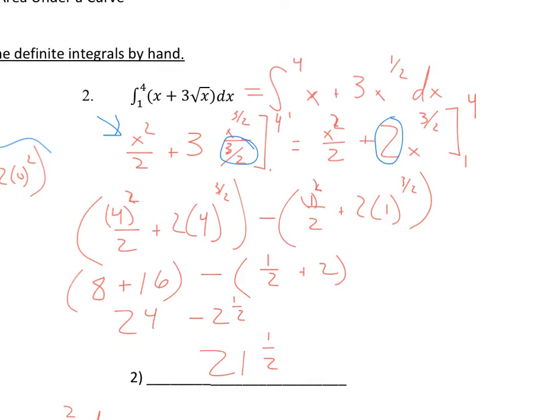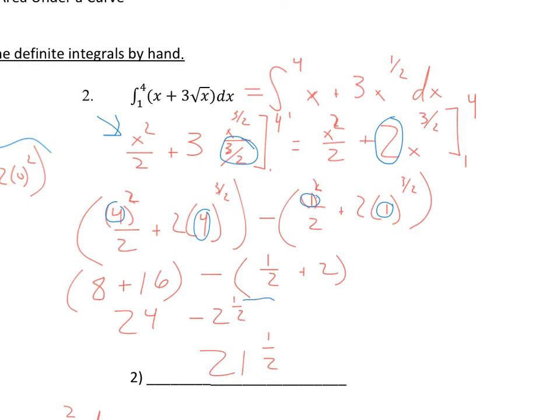So I plug 4 in wherever I see an x. And then I plug in 1 wherever I see an x. I end up getting 8 plus 16 on the left, minus the quantity 1/2 plus 2 on the right. 24 minus 2.5 is 21.5.